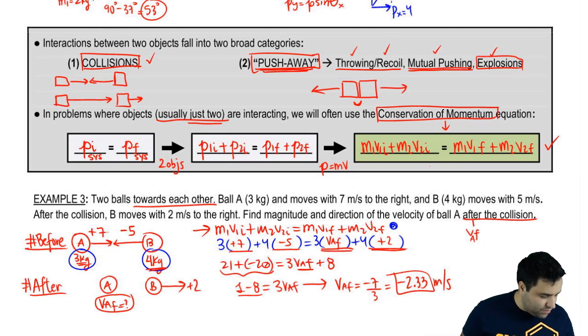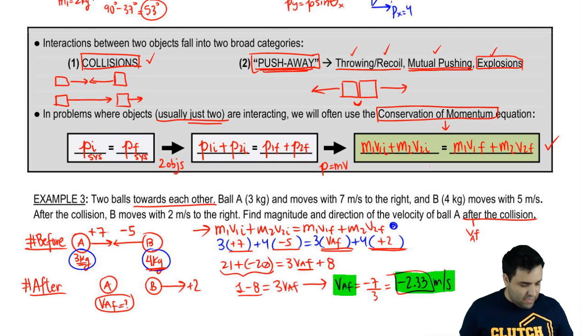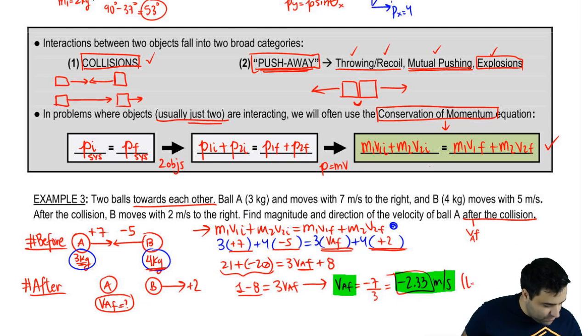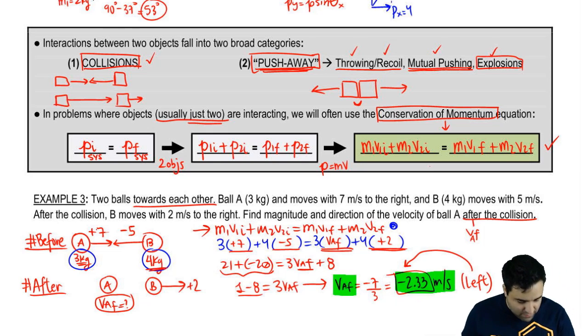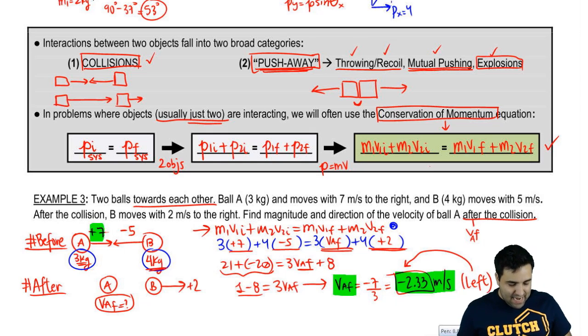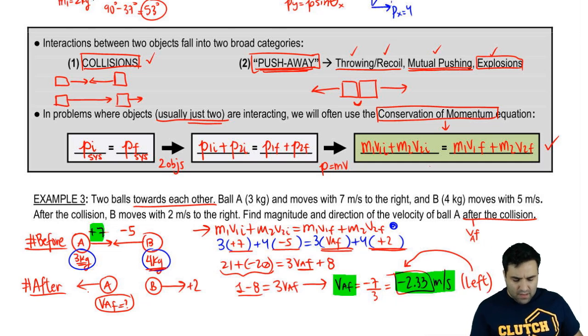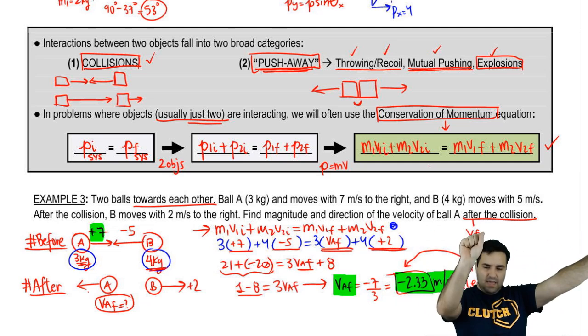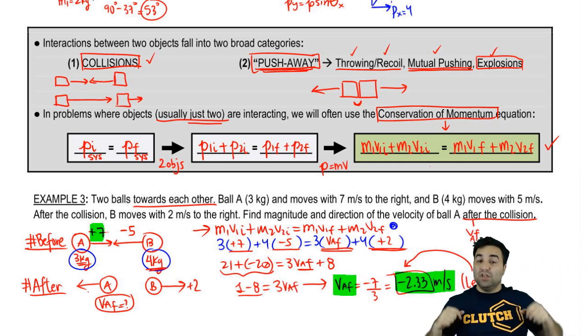Now, the question is asking for the magnitude and the direction. What do you think the direction is? Hopefully you said left. It's just to the left. And we know that because of the negative sign. We said that going to the right was positive. Therefore, going to the left is negative. Okay? So this ball is going to go this way, which kind of makes sense. If they're going this way and then this goes this way, you would expect that A would go to the left. Now, that doesn't always happen.